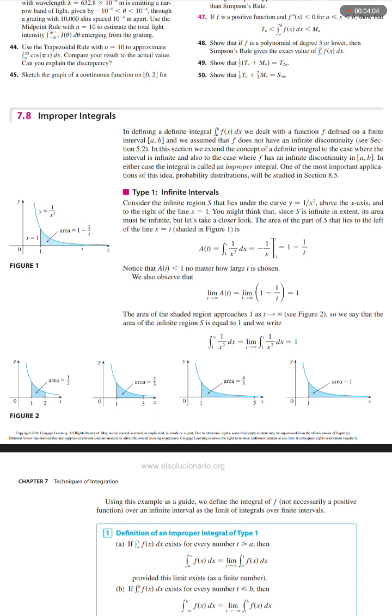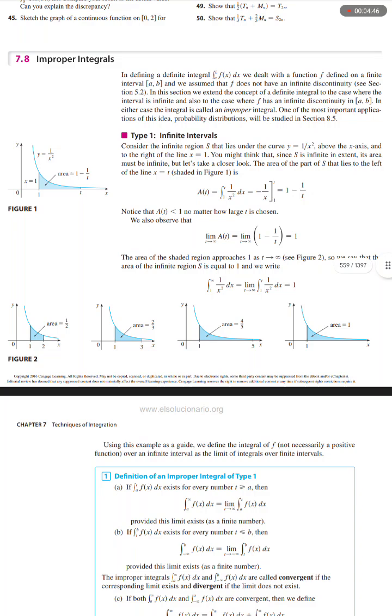In figure 2, for the interval from 1 to 2 on the x-axis, the area equals 1 over 2. For x from 1 to 3, the area equals 2 over 3. The area under the graph y equals 1 over x squared from 1 to 5 equals 4 over 5. And the area from 1 to infinity, approaching infinity on the x-axis, equals 1.